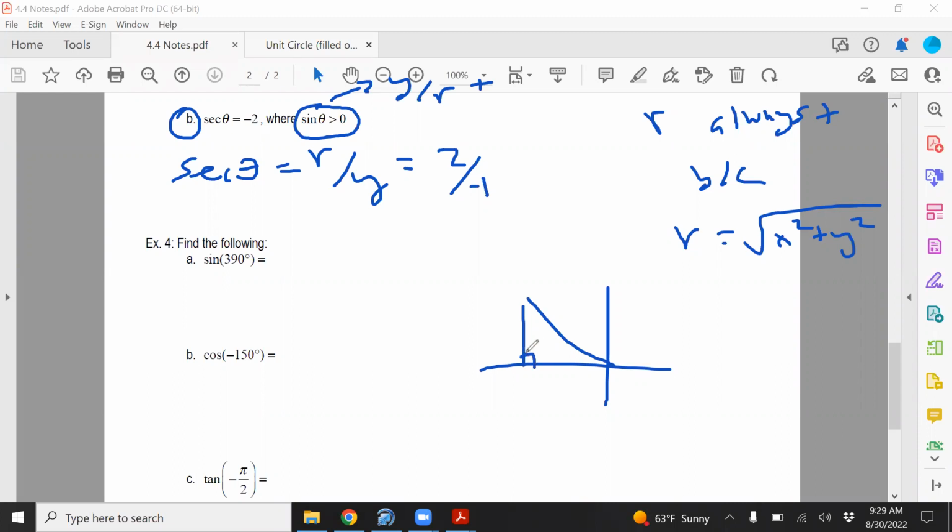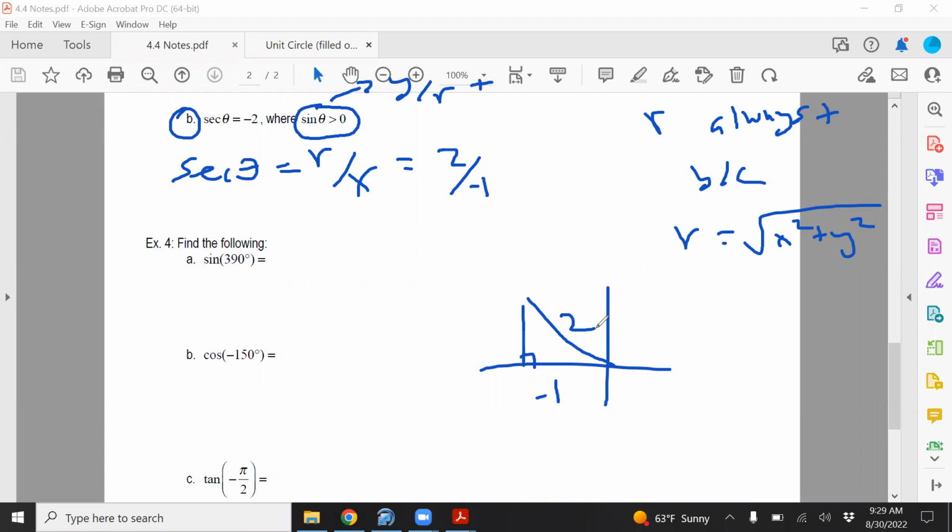So y is negative. Wait. Oh my goodness. I can't believe I did that. No wonder I confused you guys. Secant is r over x, not r over y. My apologies. R over x is 2 over negative... x is negative 1. There we go. You have negative 1 and 2.